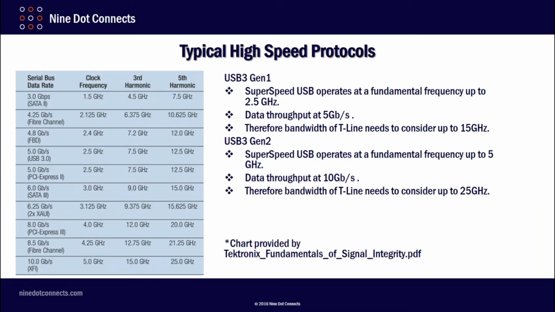And then last but not least, we talked about the frequencies used nowadays. If you look at USB 3 generation 2, that fundamental frequency being 5 gigahertz means that you really need to have a transmission line designed to handle up to 25 gigahertz at a minimum. That's really high frequency, and a lot of people aren't used to that.